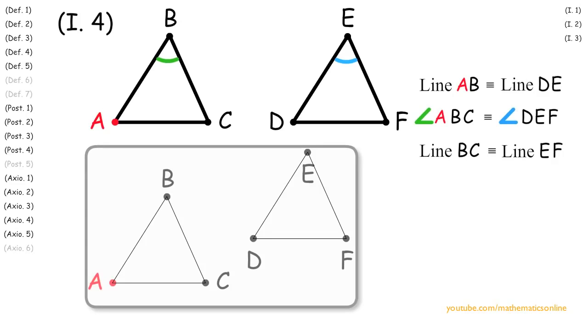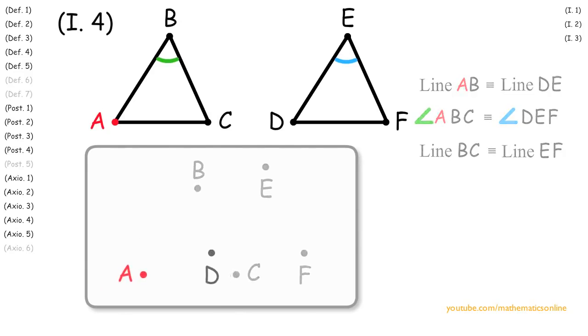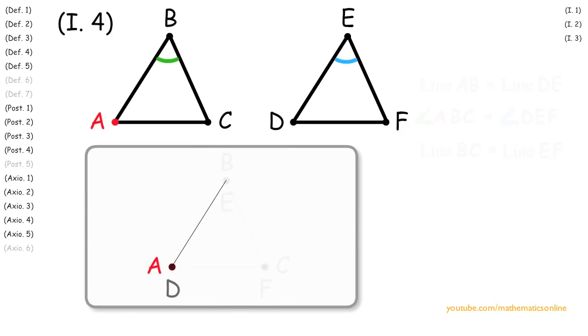Now inside the palette we are not allowed to change anything, but we will move both triangles so that point A coincides with point D, and the straight line AB coincides with the straight line DE. Now, since line AB is congruent to line DE, this means that points B and E must coincide exactly with each other.